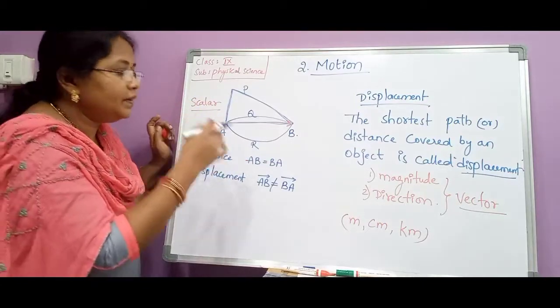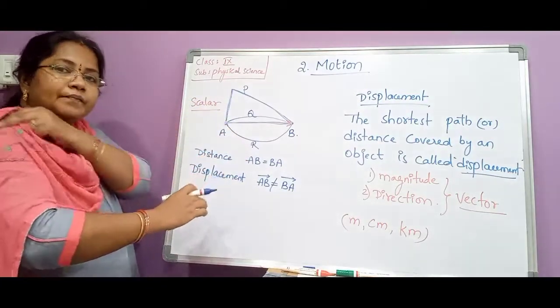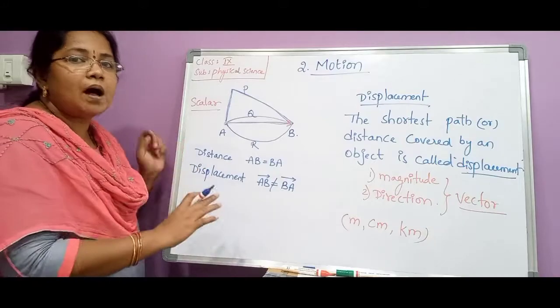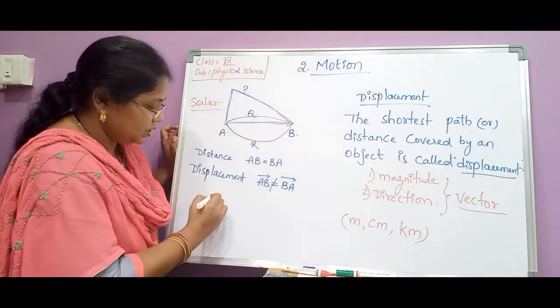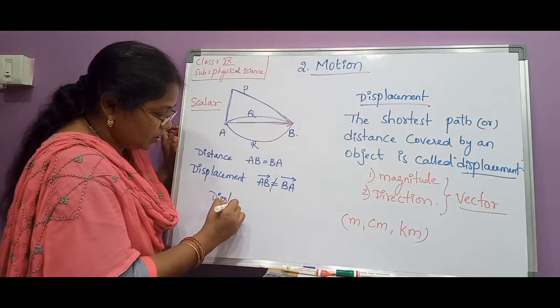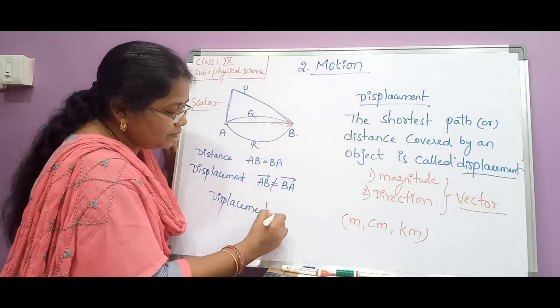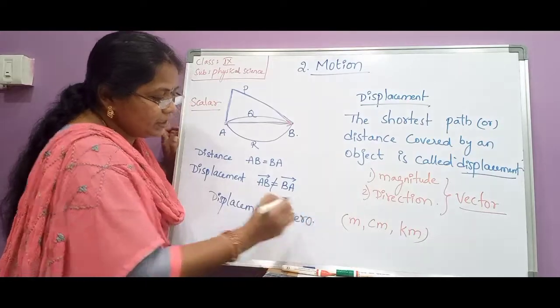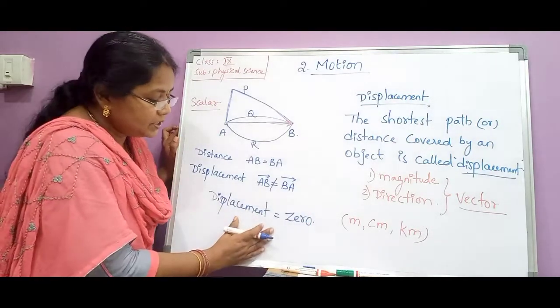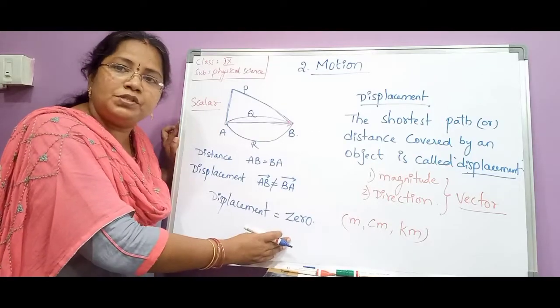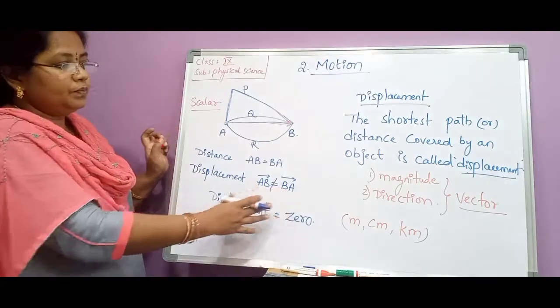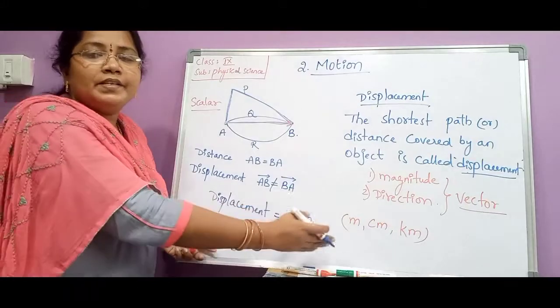In that case, what will be the displacement? The object's initial point and final point are the same. Hence, the object is not displaced, we will say. That means the displacement of the object will be equal to 0. If the initial point is equal to the final point, in that case, the displacement will become 0. Okay, children, these are a few important concepts regarding distance and displacement.